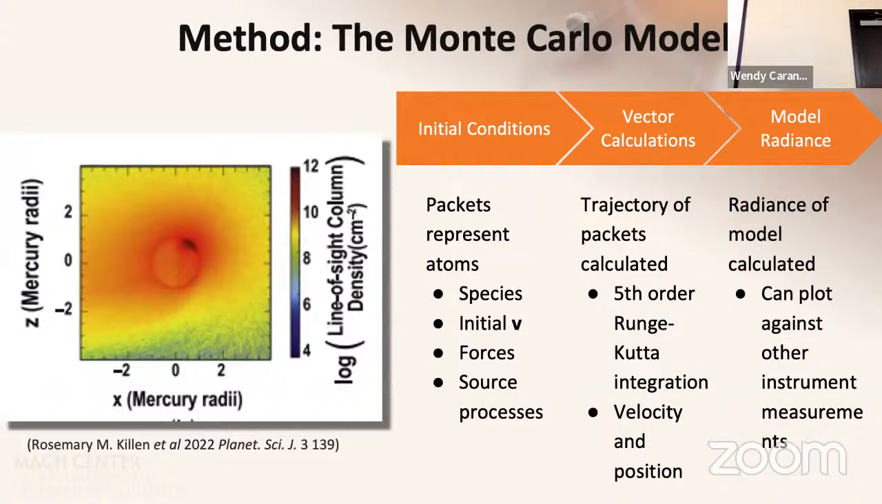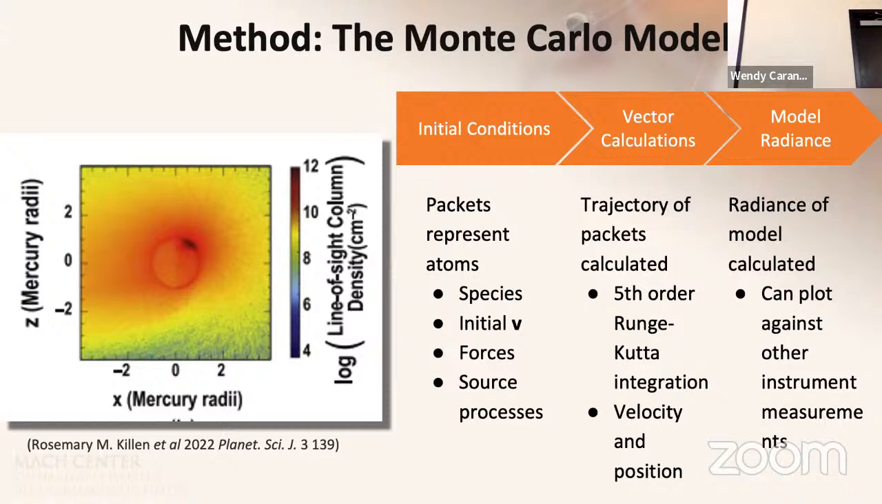And here's where the Monte Carlo simulations I mentioned earlier come into play. The routine, which was developed by Dr. Matthew Berger, essentially takes in your initial conditions, which are packets that represent atoms, the species you want to create a model exosphere out of, in this case calcium, and some initial conditions, whether that be a specific location on the planet you want to model, where all the source is coming from, etc. And of course, the source process that we want to isolate.